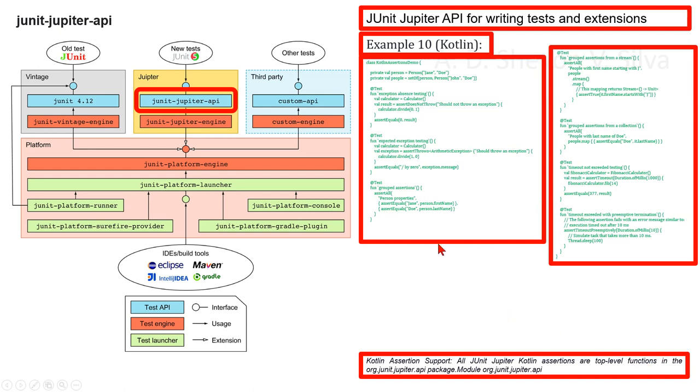Here you can see the Kotlin assertion support. All junit-jupiter Kotlin assertions are top-level functions in the org.junit.jupiter.api package. JUnit Jupiter also comes with a few assertion methods that lend themselves well to being used in Kotlin. All junit-jupiter Kotlin assertions are top-level functions in the org.junit.jupiter.api package.